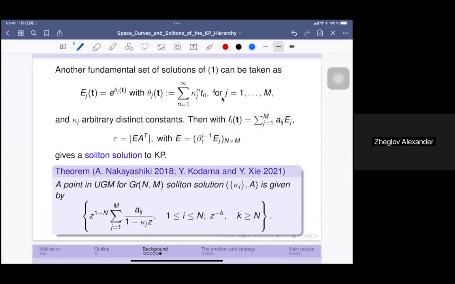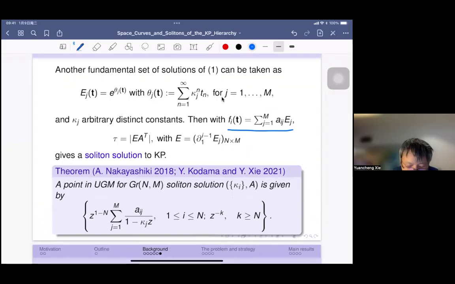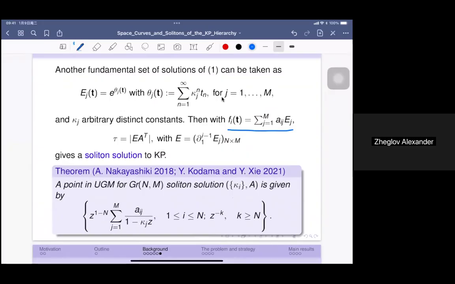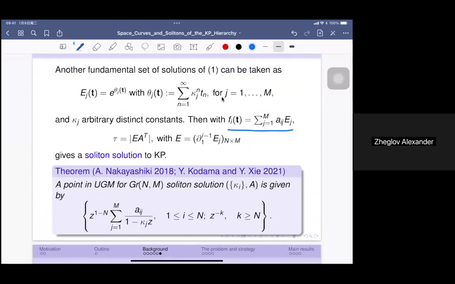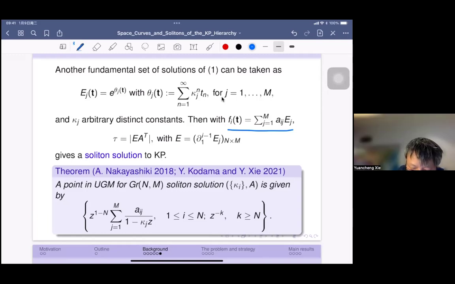So as far as I understood, in this Grassmannian, this is a generic Grassmannian description. I mean, this theorem by Nakayashiki, Kadam, and Hiu, right? So any soliton solution can be given by such a point, right? Yes, we can prove it by some kind of representation theory. But with arbitrary Aij and Kj, right? And with arbitrary constants Aij.